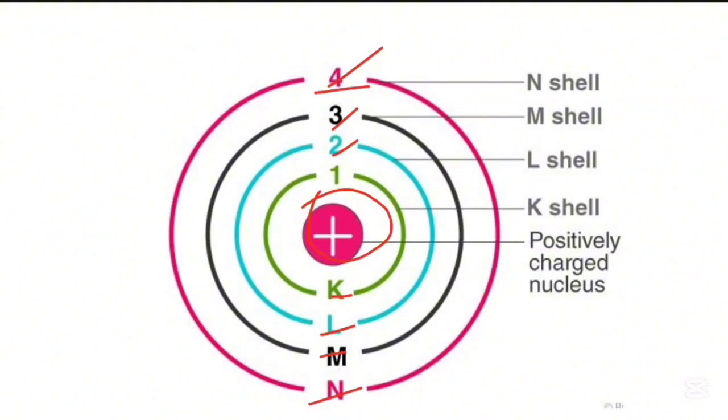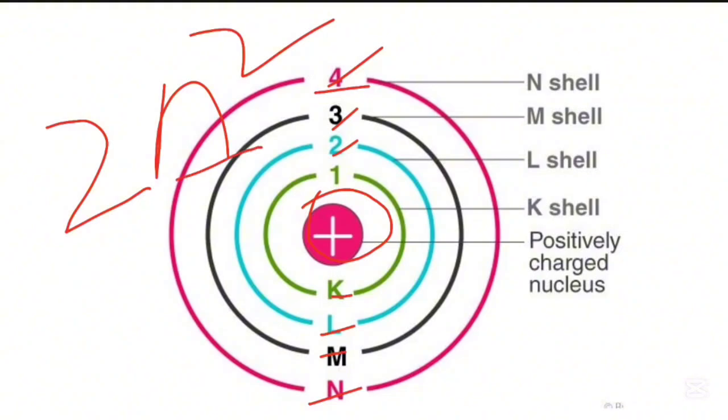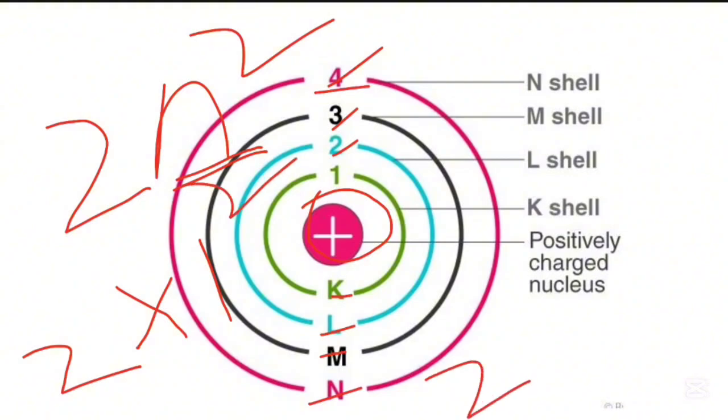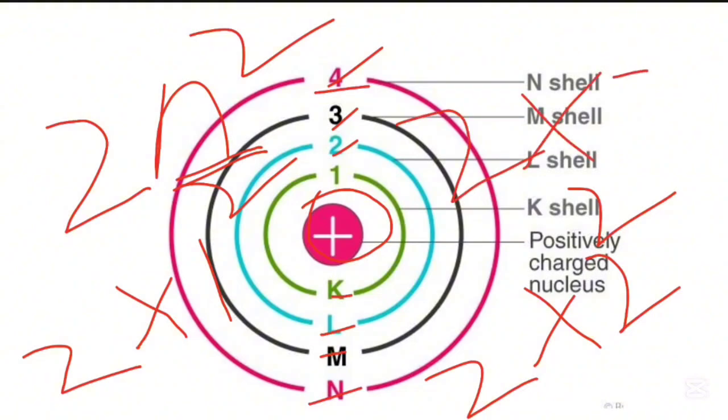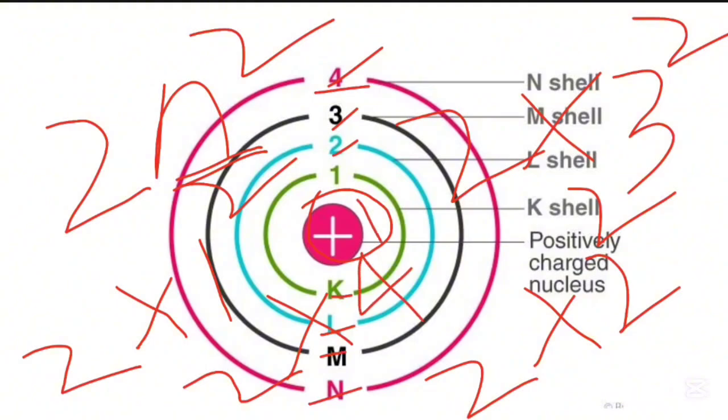So we have a formula: 2n². Here n means the number of the shell. For the first shell, the K shell, we take 2 times 1 raised to 2. For the second shell, the L shell, we take 2 times 2 raised to 2. For the third shell, 2 times 3 raised to 2. For the fourth shell, 2 times 4 raised to 2.